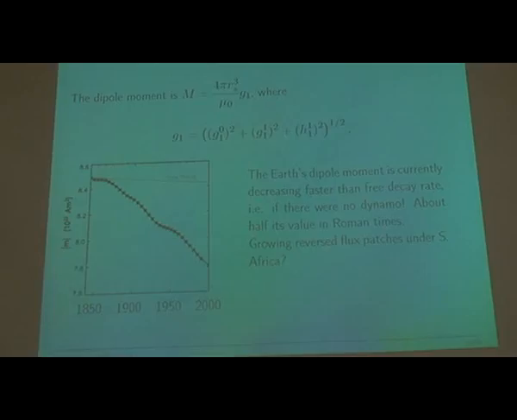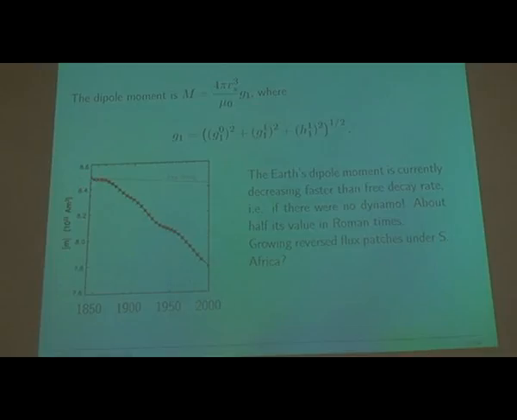Now let's go back to this picture here, well, the dipole moment. I think we had that formula somewhere in Karl-Heinz's talk. So that's the dipole moment for the Earth, and it's interesting to plot that as a function of time. And you can see that it's currently going down quite fast. That's what it was in 1850 at about 8.5. It's now down to about 7.7.